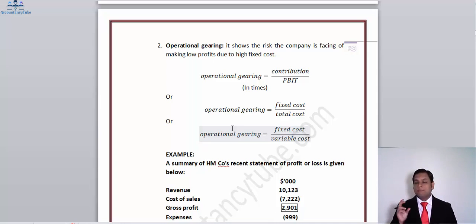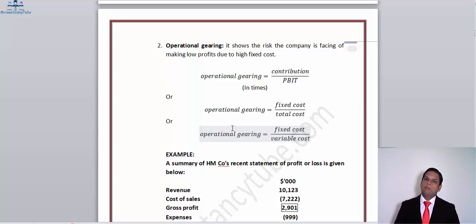So businesses must have a strategy to keep the fixed cost at a moderate level, not so high, not so low, but at least in a moderate way, which is a business norm. So it shows the risk the company is facing of making low profits due to high fixed costs, which I've just told you.